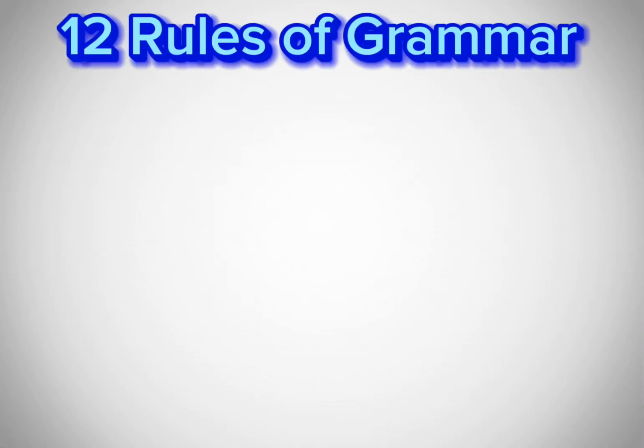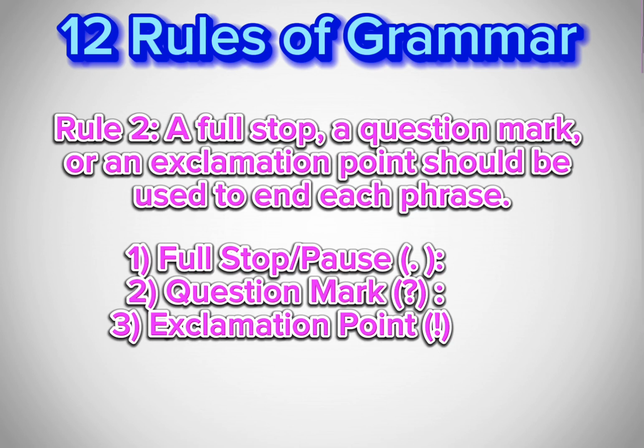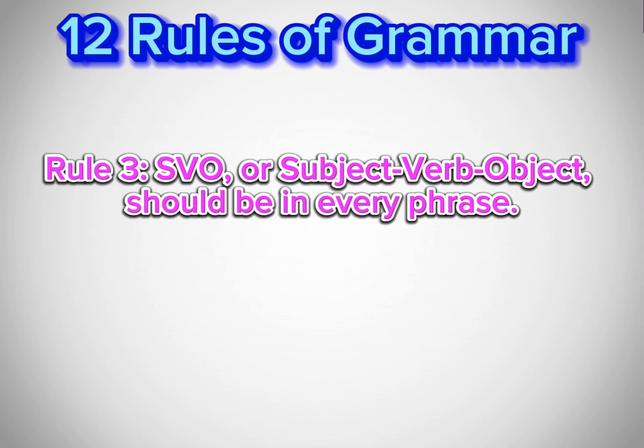12 Rules of Grammar. Rule 1. The first word of every phrase must be capitalized. Rule 2. A full stop, a question mark, or an exclamation point should be used to end each phrase. Rule 3. SVO, or subject-verb-object, should be in every phrase.